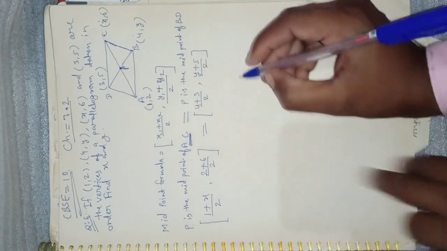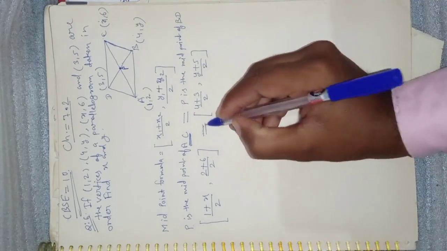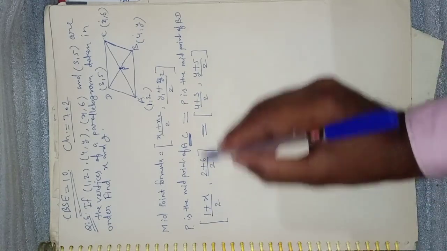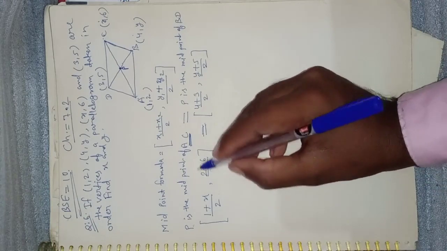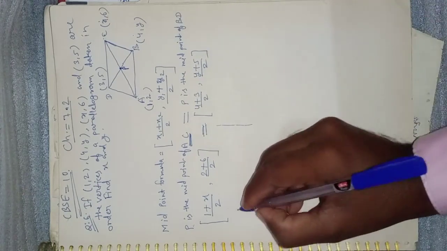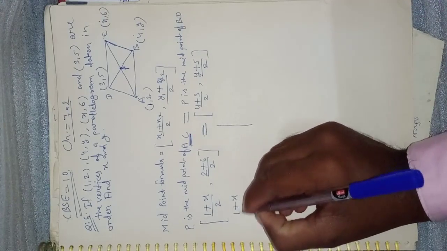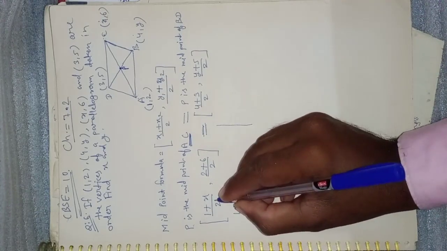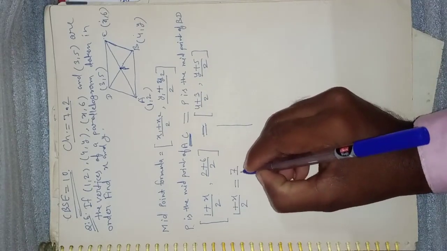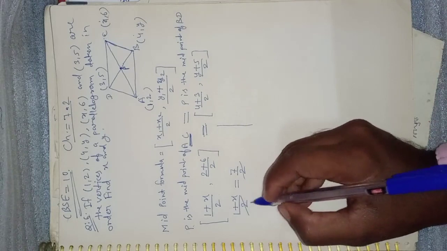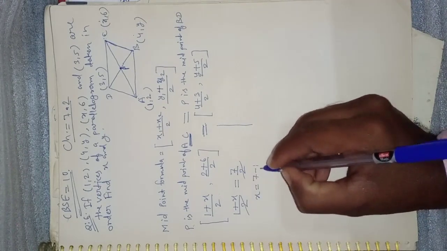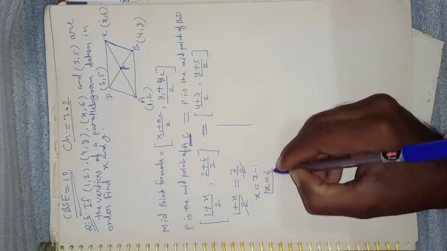When we compare, the x coordinates of P are the same, and the y coordinates of P are the same. Take care. First, (1 plus x) upon 2 is equal to (4 plus 3), that is 7, by 2. The 2 cancels, transfer the plus 1 to this side: x is equal to 7 minus 1, so x value is 6.